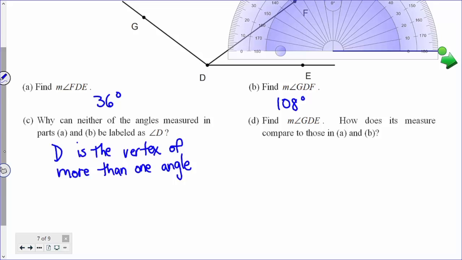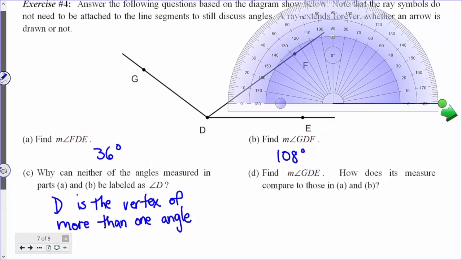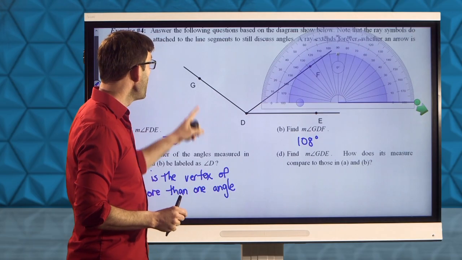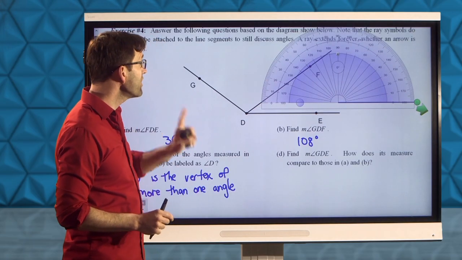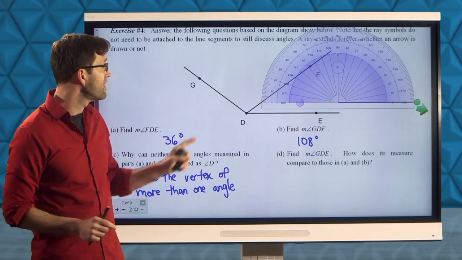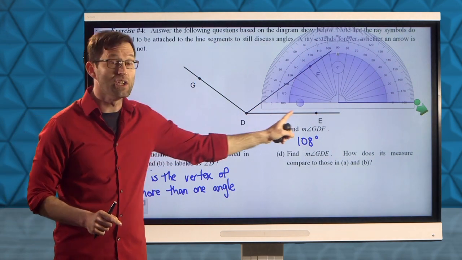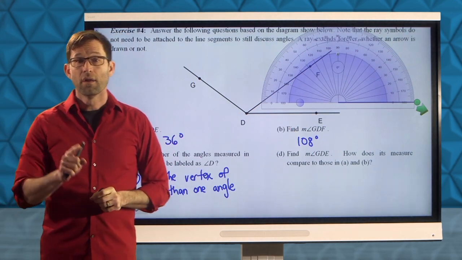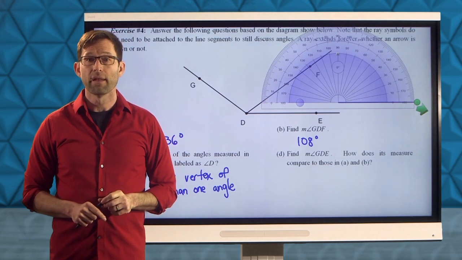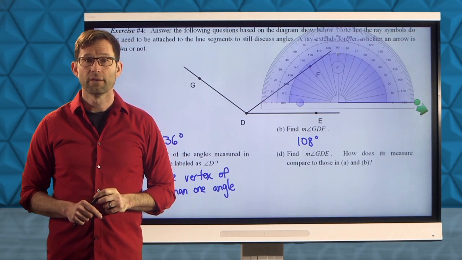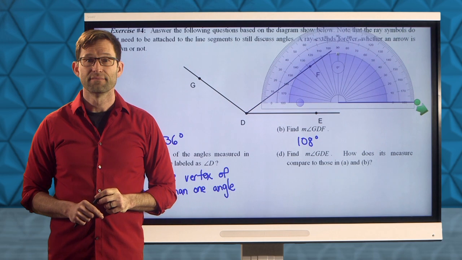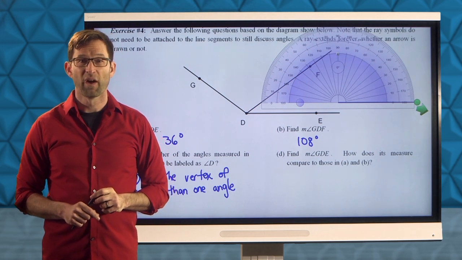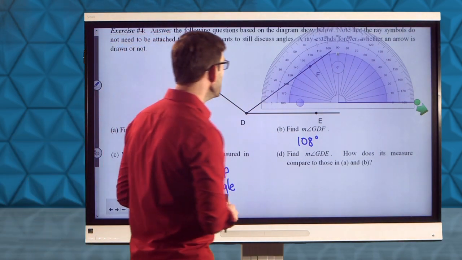In fact, it's not just the vertex of 2 angles, it's actually the vertex of 3 angles. It's the vertex of angle FDE, of angle GDF, and of the final one that we're going to be measuring today, which is angle GDE. Take a moment right now and go ahead and measure that angle if you haven't done it already. All right, let's get the measure of angle GDE.